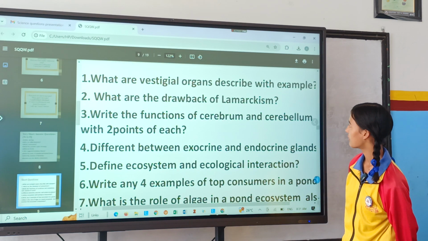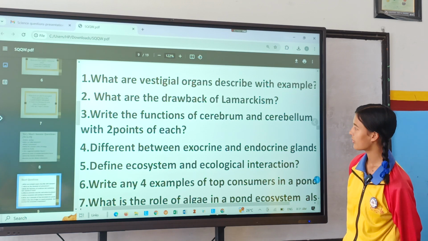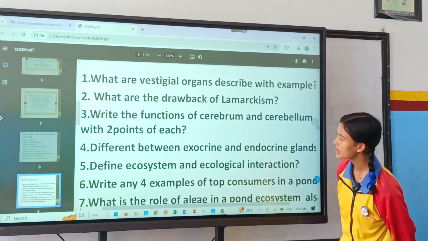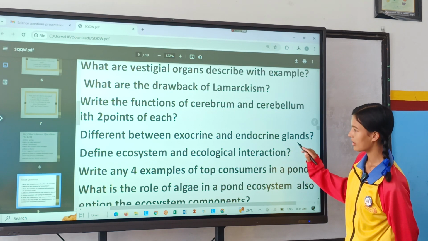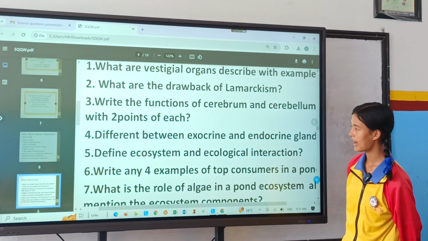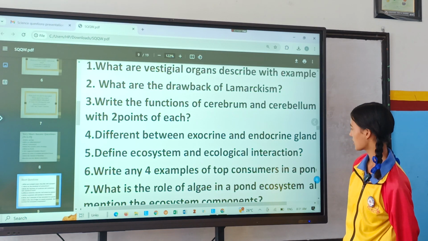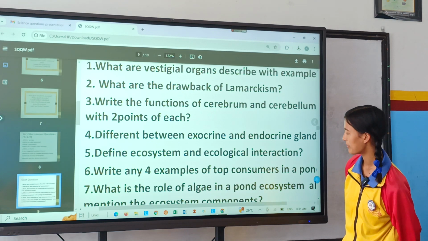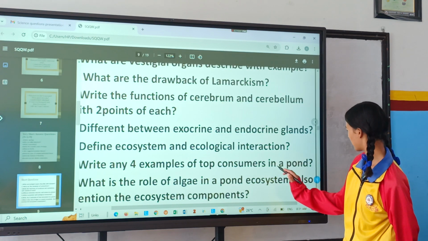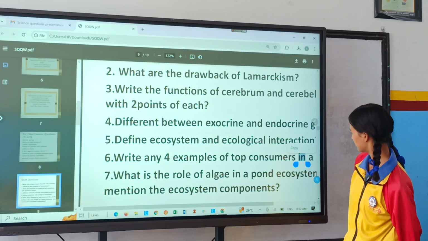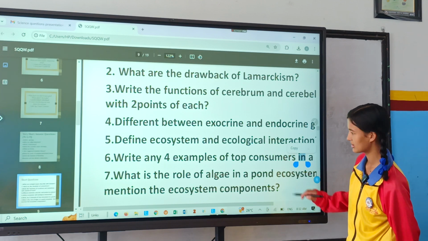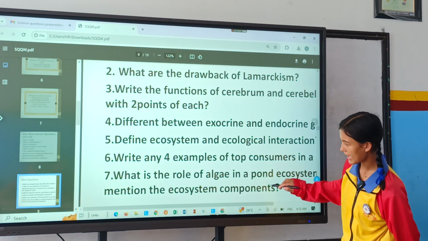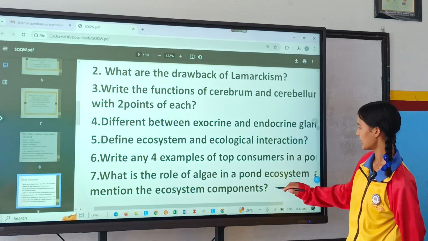What are the drawbacks of Lamarckism? Third one is, write the function of cerebrum and cerebellum with 2 points of each. Difference between exocrine and endocrine glands. Question number 5. Define ecosystem and ecological interactions. Write any four example of top consumer in pond ecosystem. 7 number. What is the role of algae in the pond ecosystem? Mention the and also mention the ecosystem component.